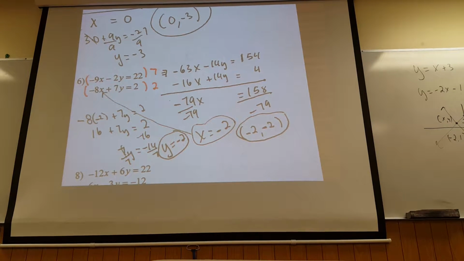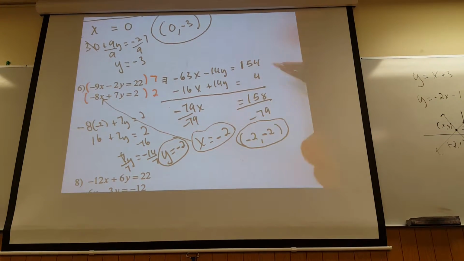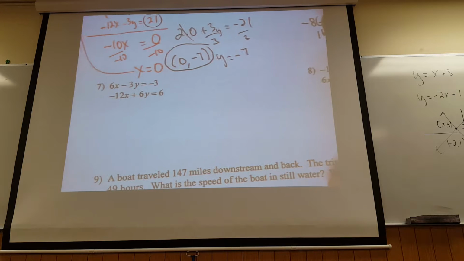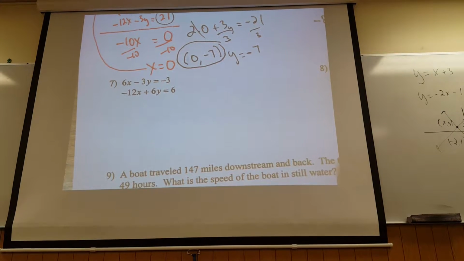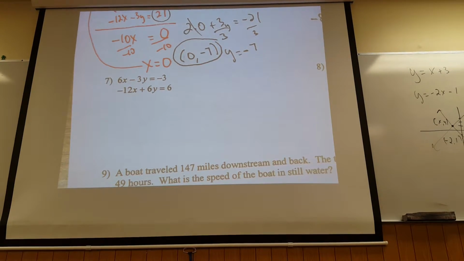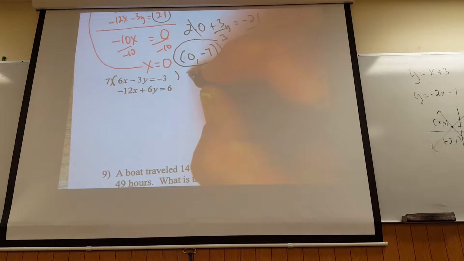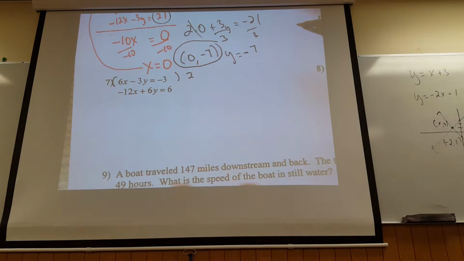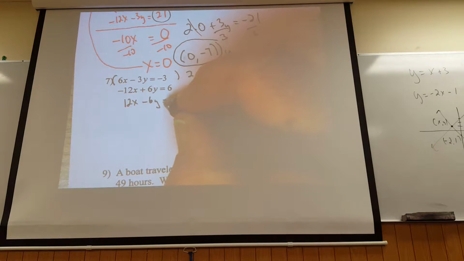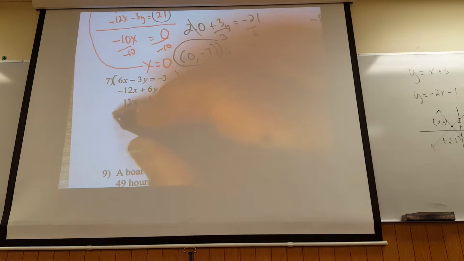All right, elimination. We're gonna be doing most of our problems with the elimination method. Now, look what goes on here on number 7. We got some weird thing going on, okay? So it looks like if we multiply this top one by 2, does everybody agree with that? Yeah. Okay, now that gives you 12x minus 6y equals negative 6.